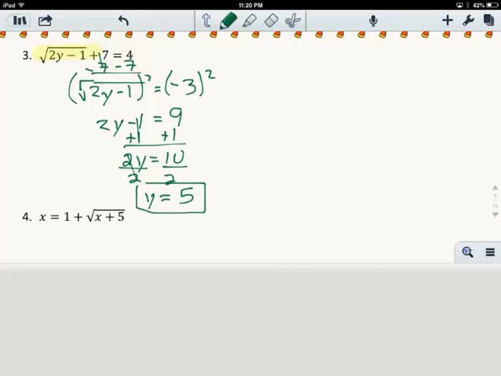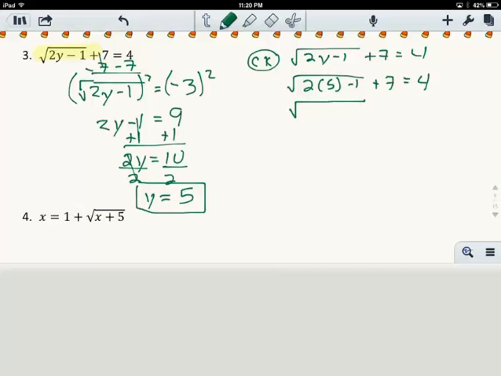You should know whether your answer is right or wrong, though, because you obviously went back in and checked by putting it back into the original, the square root of 2y minus 1, plus 7 equals 4. And you plugged that in, so you had the square root of 2 times 5 minus 1, plus 7 equals 4. So you get the square root of 10 minus 1, plus 7 equals 4, or the square root of 9 plus 7 equals 4, which gives you 3 plus 7, which is 10, which does not equal 4.